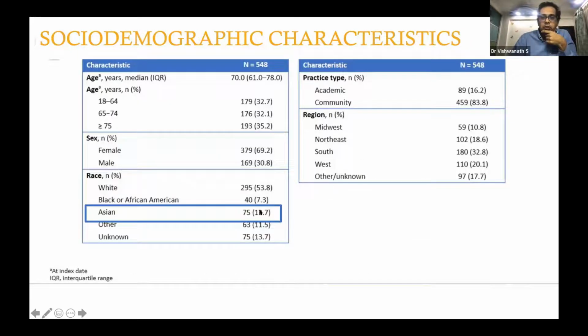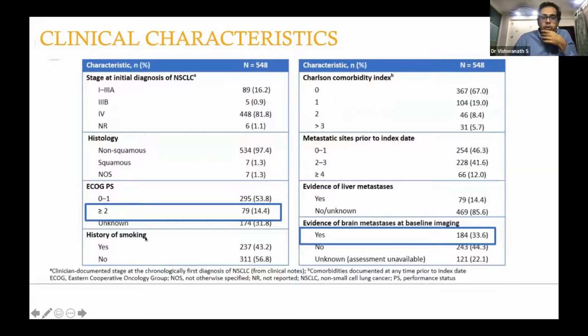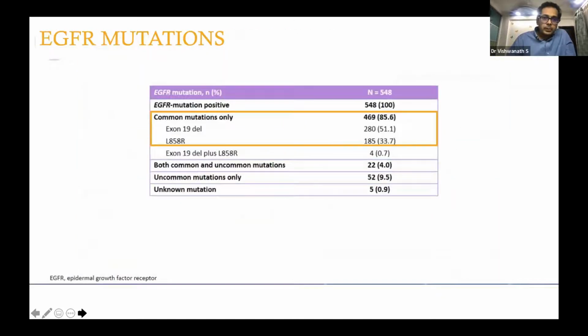So what you can see here is the baseline characteristics. It did include around 14% of patients who were Asians. Also important to note that here, around 15% of the patients had a performance status of 2 or more. This was not there in the FLAURA trial. FLAURA mainly included performance status 0 to 1. And 33.6% of the patients had evidence of baseline brain metastasis, and in 22.1% it was unknown or assessment was unavailable. So again, there was a substratification.